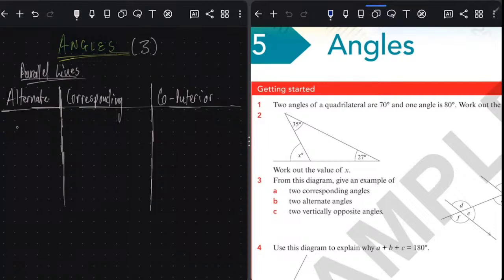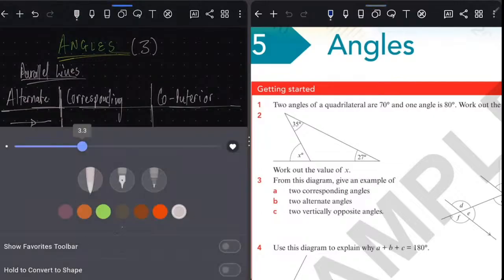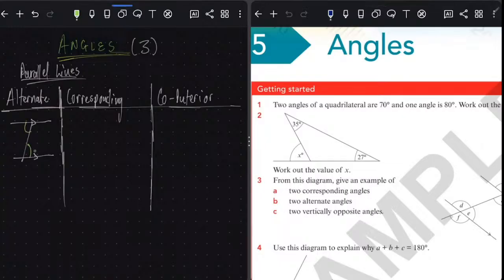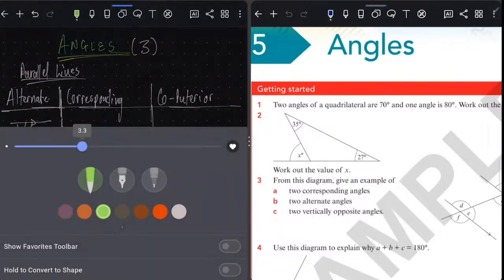And we said alternate is a Z. You'll be having a parallel line like this and another parallel line like this, then a line joins them like this. If you have a line that joins them, look out for a Z, which is going to be here and here. What do you know about it? Alternate angles or Z angles are what? They are equal. Well done. Alternate angles are equal. So it means that A is equal to B, right? Well done.